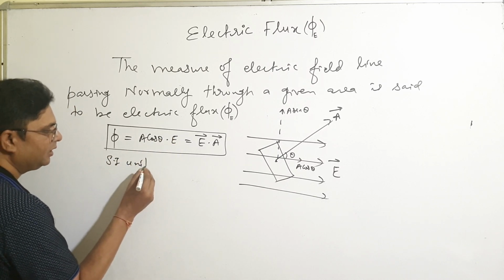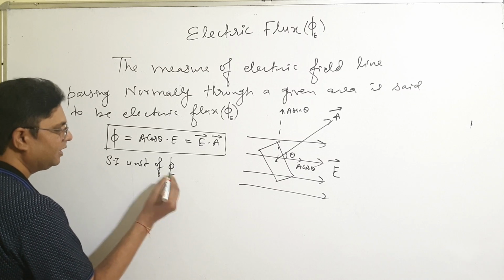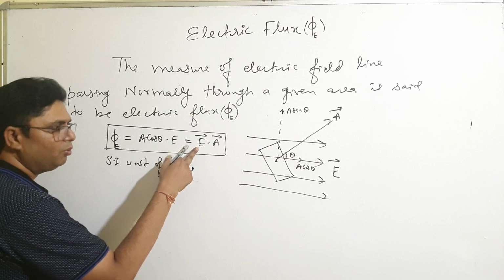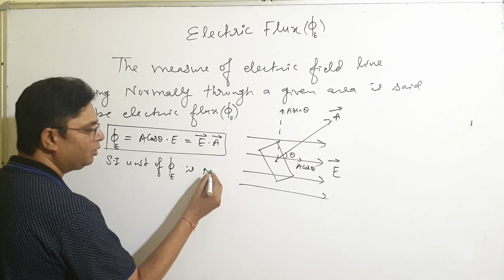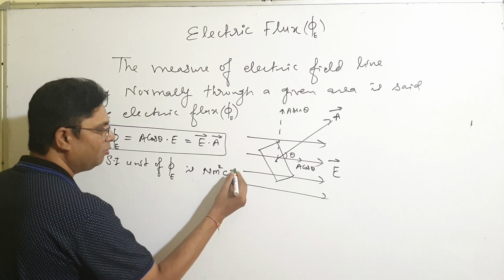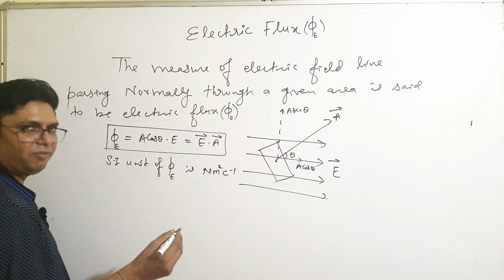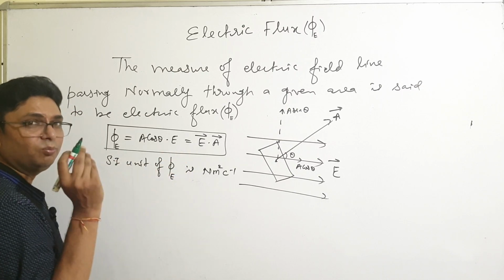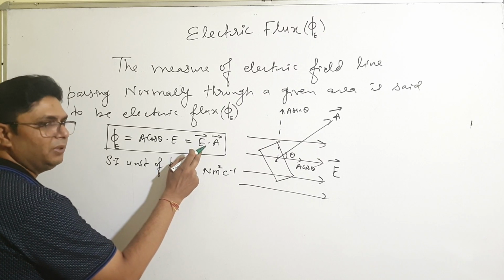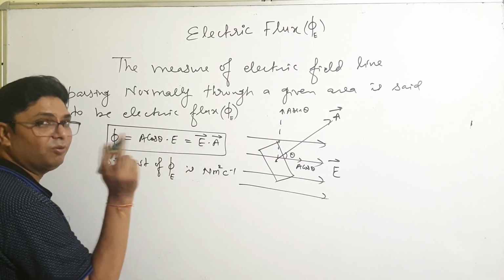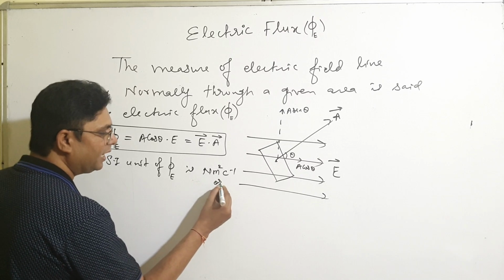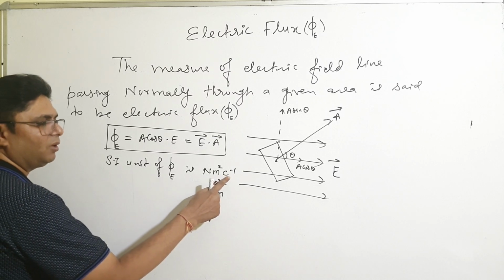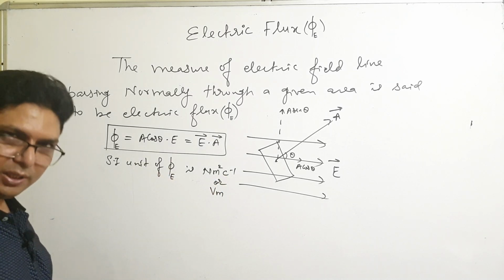SI unit of electric flux is Newton per coulomb and this is meter square. So Newton meter square per coulomb is the SI unit of electric flux. You also know SI unit of electric field is volt per meter. So it is volt per meter and it is meter square. So what you have? Volt meter. So SI unit of electric flux is Newton meter square per coulomb, or you can use volt meter.